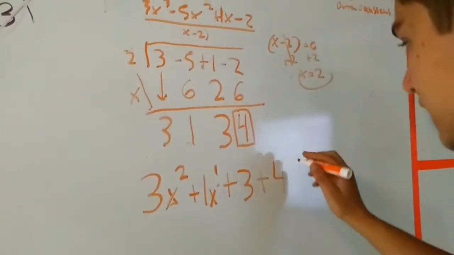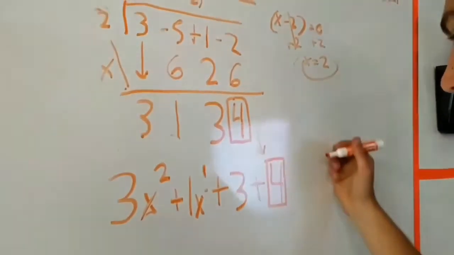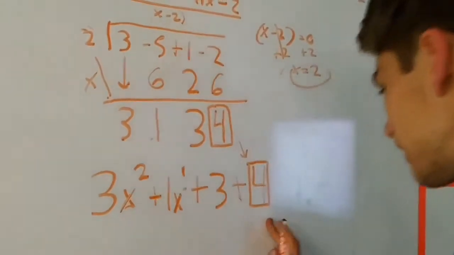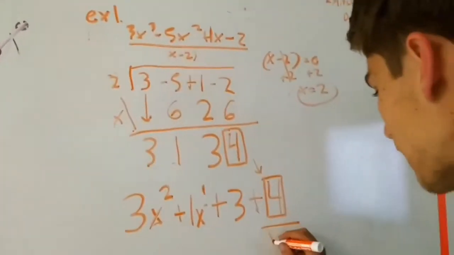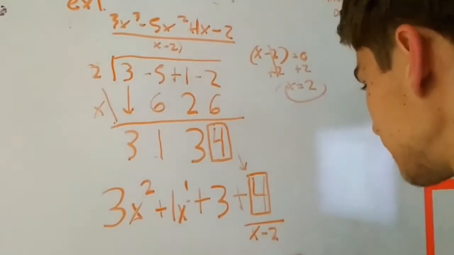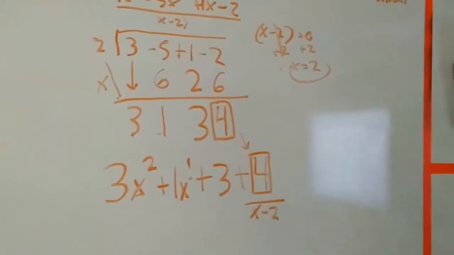Now this 4, since this is still the remainder from here, you're going to have to take this and put it over what you divided by. So x minus 2. Put that over what you divided by, and this is your final answer.